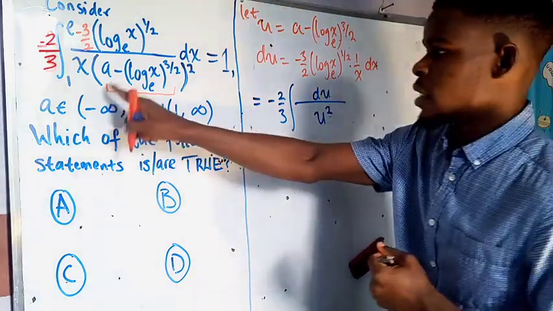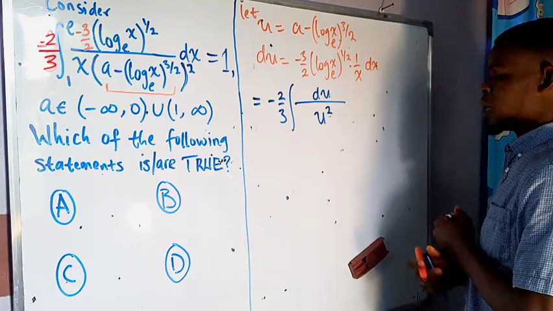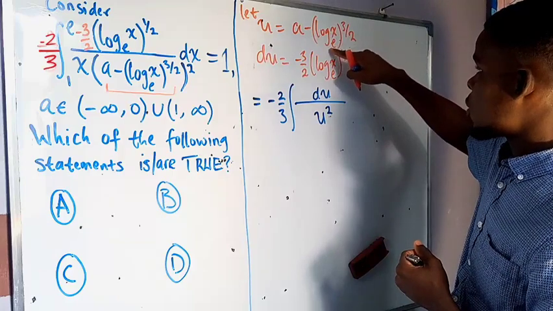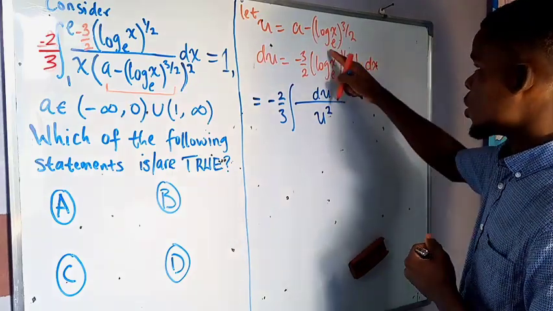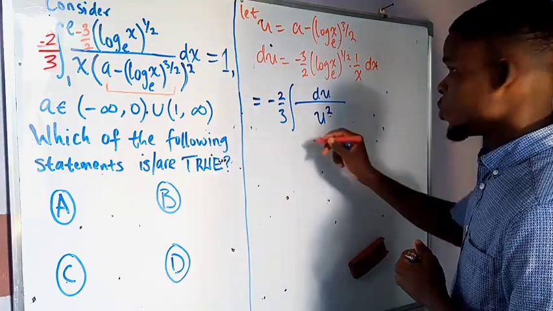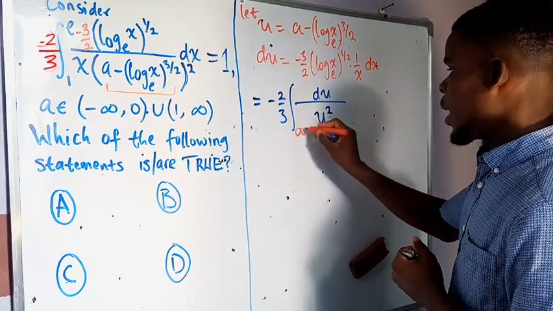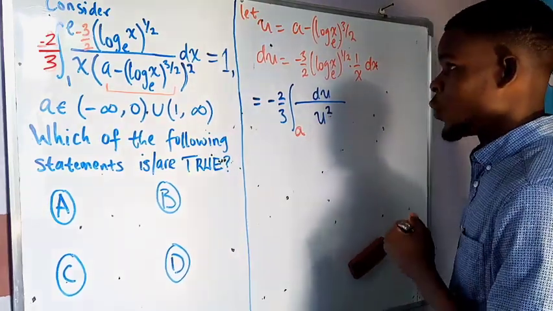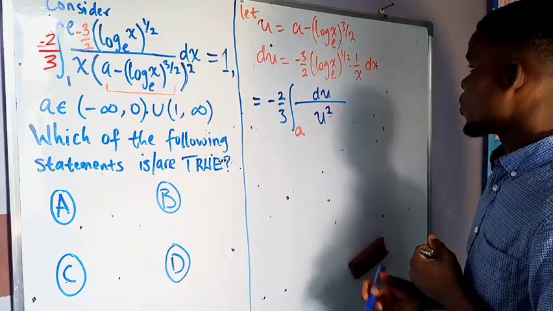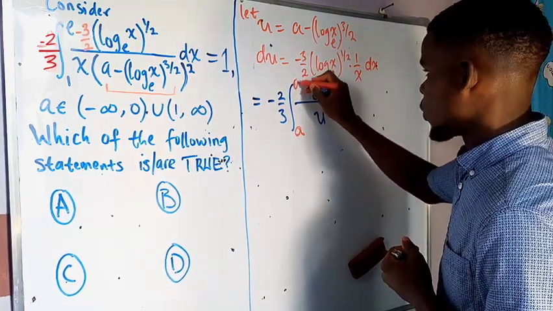So when x is 1, let's see what u will be. When x is 1, the logarithm of 1 to any base that will make it well defined, the natural logarithm of 1 to base e, is just going to be 0. Then raise 0 to that power, just have 0, and then a minus 0 would be a. So when x is 1, this place will be a. And then we go up there and see what we have. When x is e, the natural logarithm of e will give us 1. So we have a minus 1. So this place will, in fact, be a minus 1, sorry.